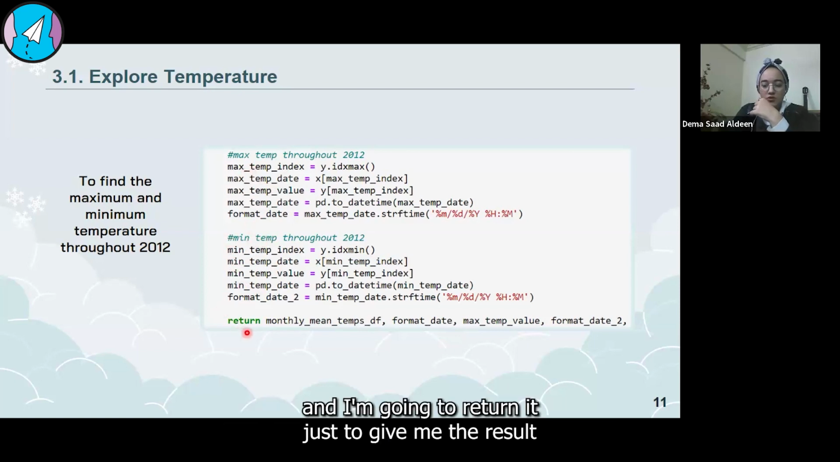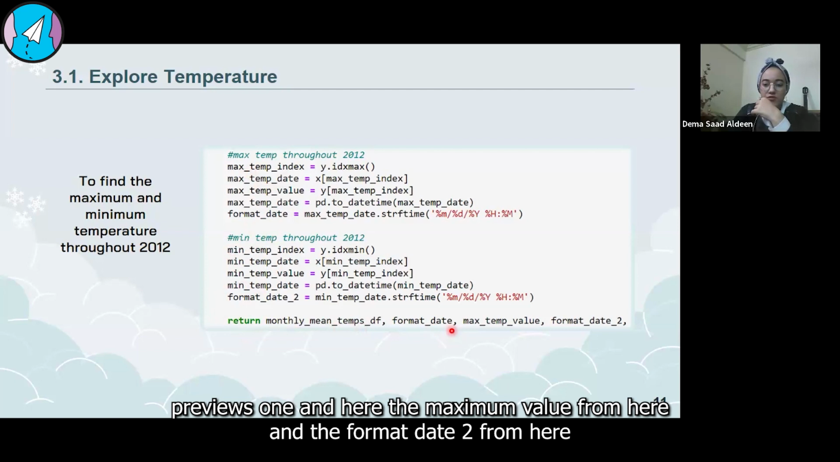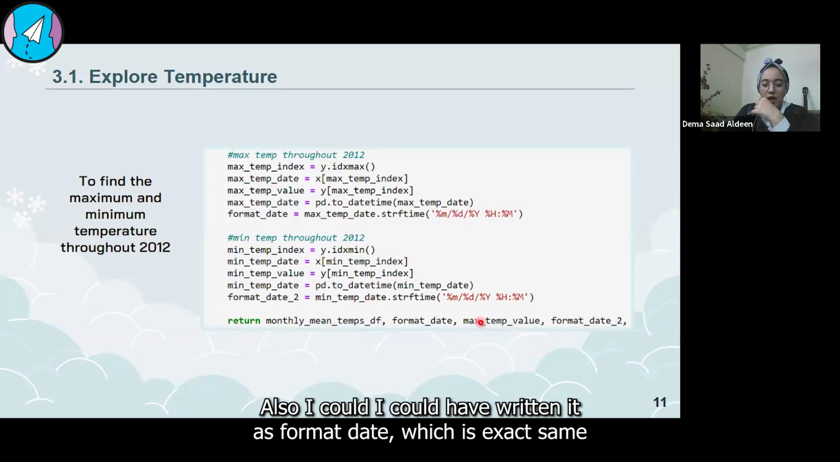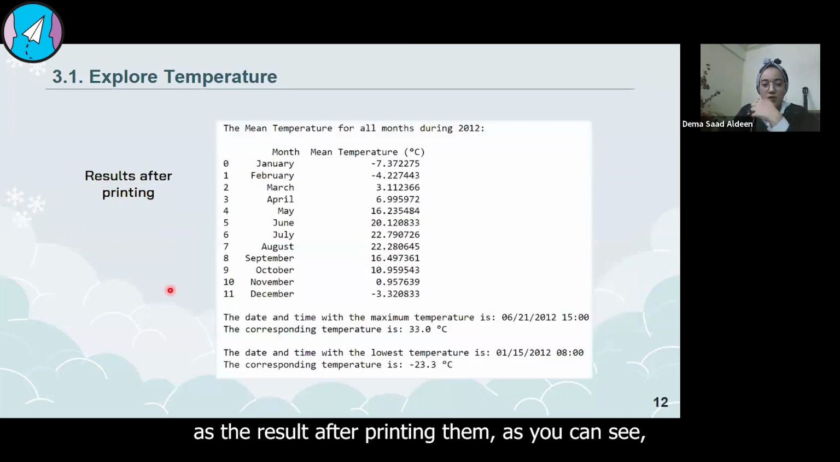And I'm going to return, just to give me the result, the monthly mean temperature df, which is the previous one, the format date from the previous one, and here the maximum value from here, and the format date from here. Also, I could have written it as format date, which is exactly the same. But here's the result after printing them.